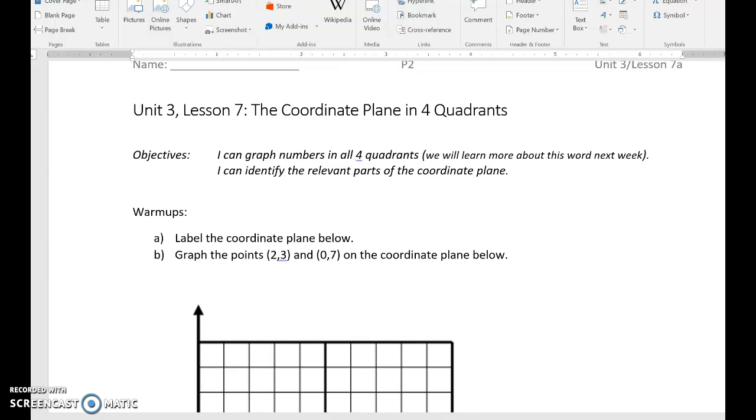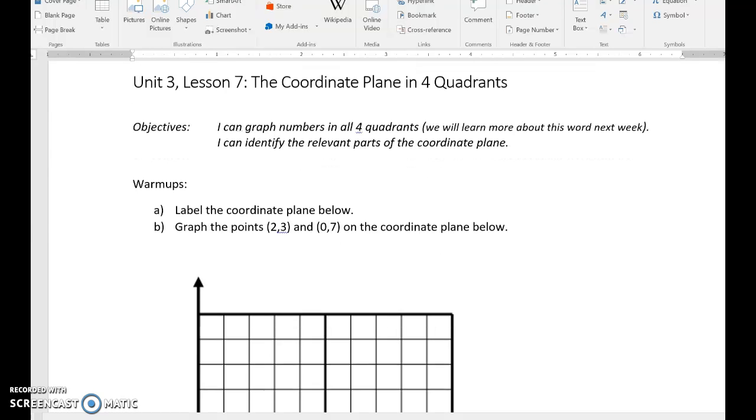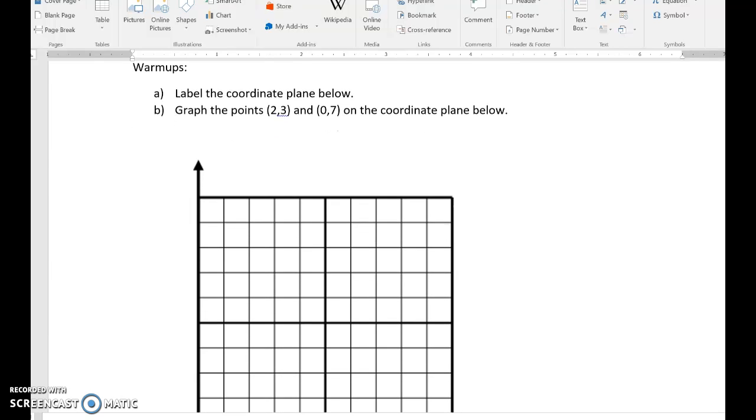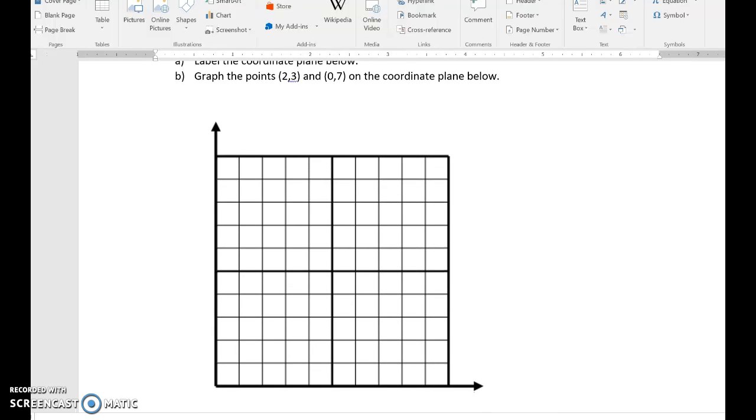And if you don't know what a quadrant is, don't worry. We're going to learn what a quadrant is next week. But first we're going to identify relevant parts of the coordinate plane using your book, and I'll pull up the online book if you don't have yours with you. Okay, so we're going to label this coordinate plane, and we're going to graph 2 points, okay?